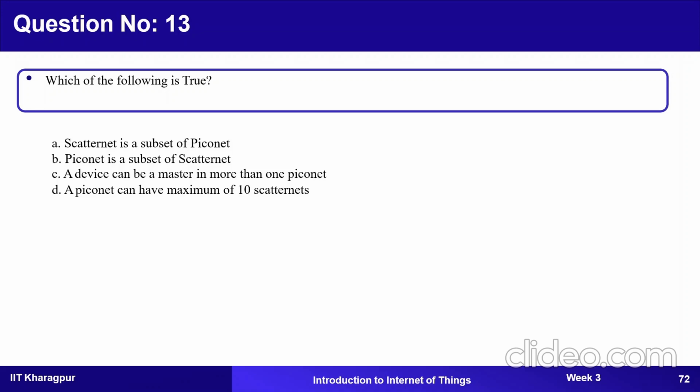So scatternet is a superset of your piconets, where various piconets which are adjacent to each other are combined or grouped into one scatternet. And since it is written that a device can be mastered in more than one piconet, this statement is not true. A device cannot be mastered in more than one piconet, but it can act as a slave in different piconets. And a piconet can have maximum of 10 scatternets. This statement is incorrect, because piconet is a part of scatternet. Scatternet is not a part of piconet.